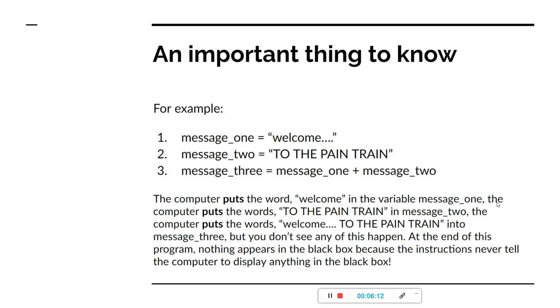So here's an example. The computer puts the word welcome in the variable message 1. The computer puts the words to the pain train in message 2. The computer puts the words welcome to the pain train into message 3. But you don't see any of this happen. At the end of this program, nothing appears in the black box because the instructions never tell the computer to display anything in the black box.